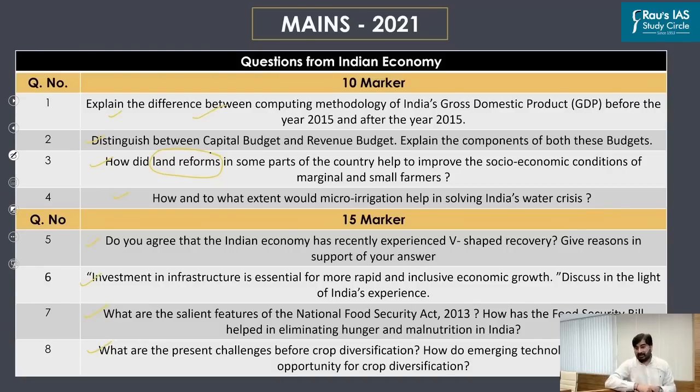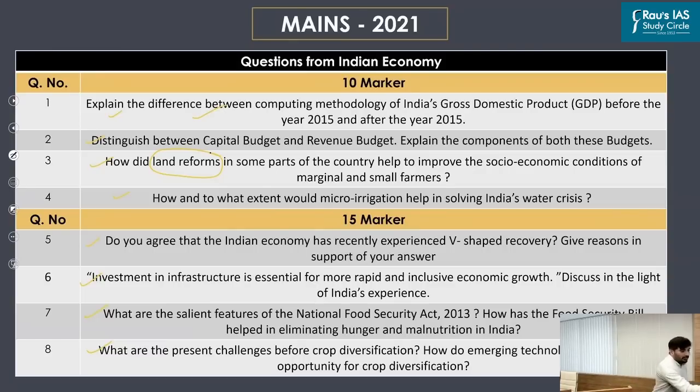Why the land reforms have been introduced? To what extent the land reforms have been successful? What are the challenges in implementing the land reforms? And what should be done going ahead? So if you prepare for these 4 to 5 dimensions related to land reforms, you would be in a position to write any question asked in the UPSC mains examination related to land reforms. I hope you're getting this point, right?